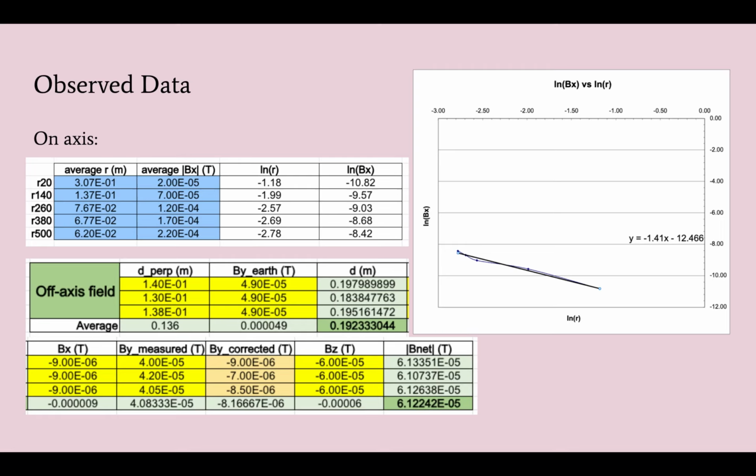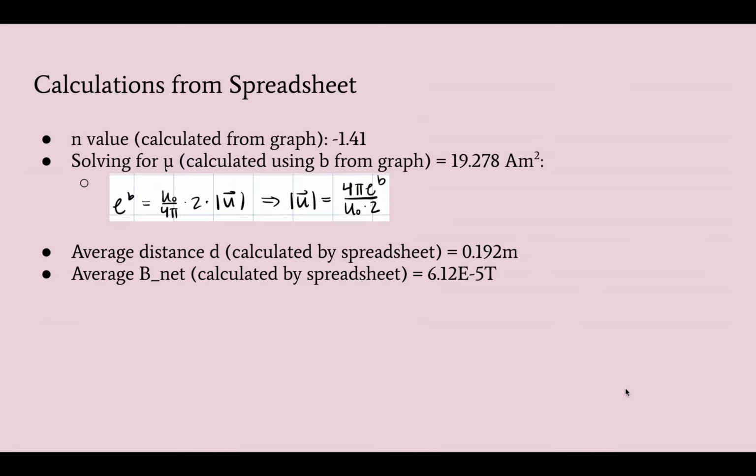And then for the off-axis field, we calculated the d perp, and the field by the Earth we already knew, and then we put in those values, and the spreadsheet calculated the value D for us and the value of the net magnetic field B net. And then here's just the graph of the log Bx versus log r that I talked about and the number that I got for n.